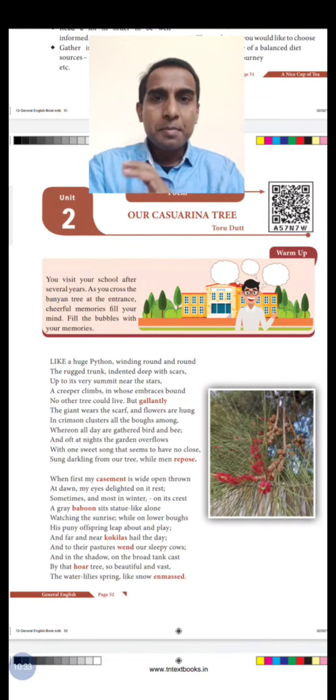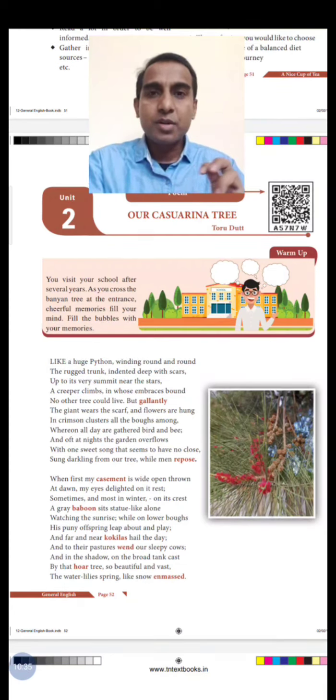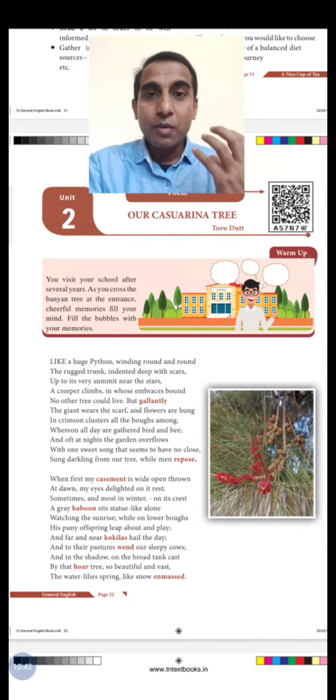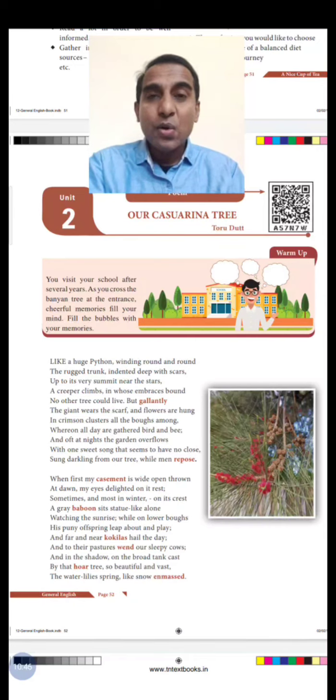You can see birds and bees always. This tree is enjoyed or liked not only by her, but by so many other things. Here you can always see a bird there, a bee there. And often at night the garden will overflow with what? The garden will overflow with one sweet song that seems to have no close.